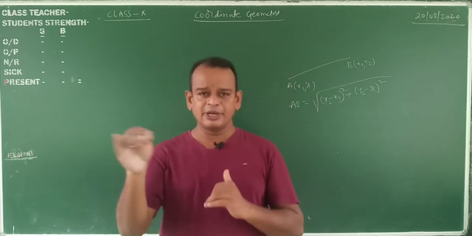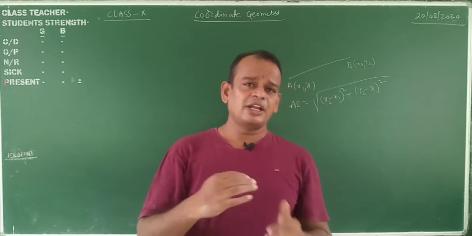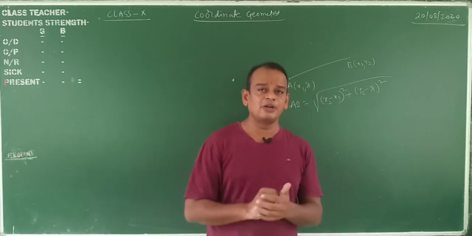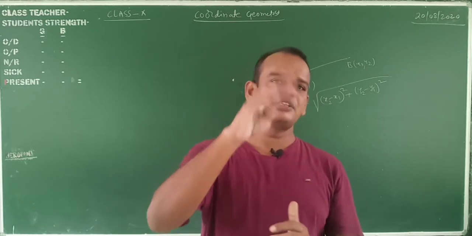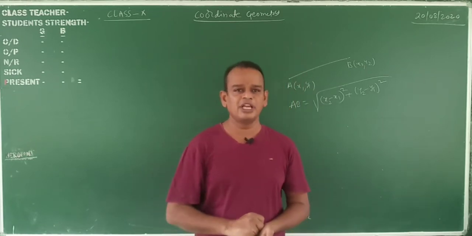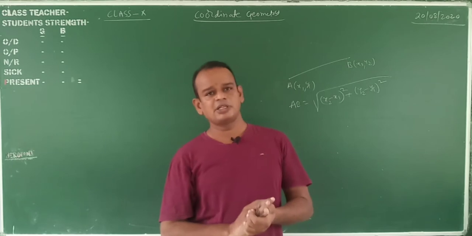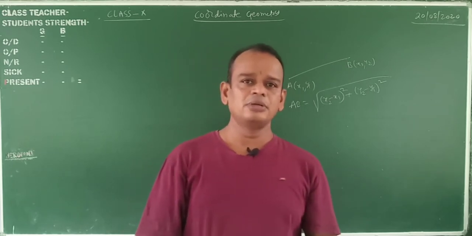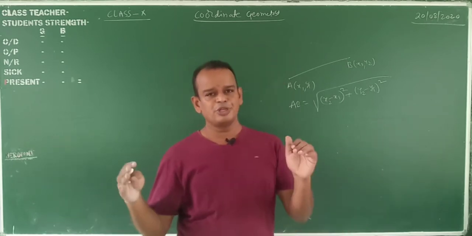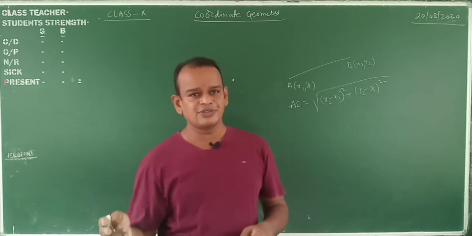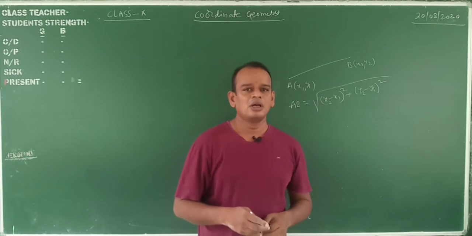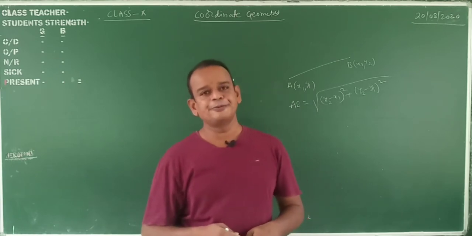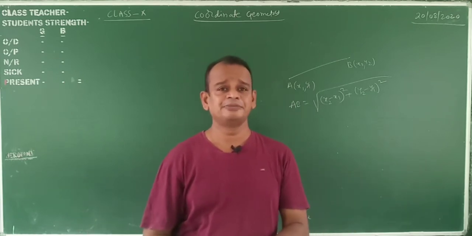Therefore, the ratio in which the y-axis divides the line segment is minus x1 by x2. The x-axis divides the line segment in the ratio minus y1 by y2. Area of the triangle formula. What is the area of the triangle? Delta is equal to half into modulus, positive always, of x1 into (y2 minus y3) plus x2 into (y3 minus y1) plus x3 into (y1 minus y2). Already I explained each and every one.